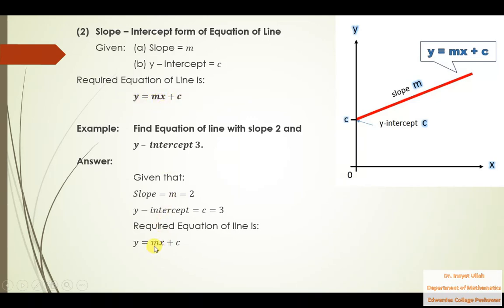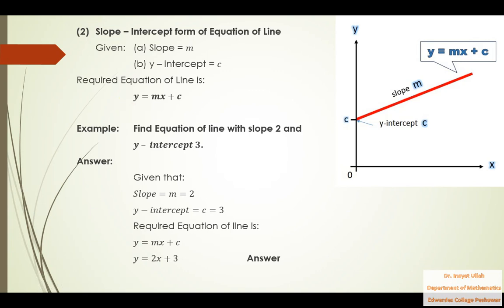Now replace m by its own value, m is equal to 2, and replace c by its own value, which is 3. So we have replaced m by 2 here, and c is 3, so replacing c by 3, y is equal to 2x plus 3 is the desired equation of line. So you see, these kinds of questions are very simple. You just need to know the formula, what formula should be used whenever you are given slope and y-intercept. That is the second form of equation of line.